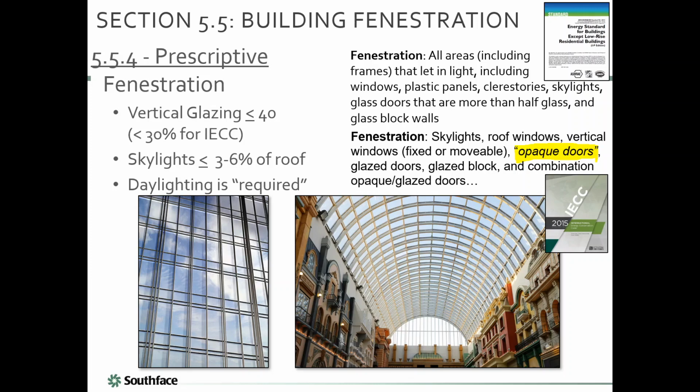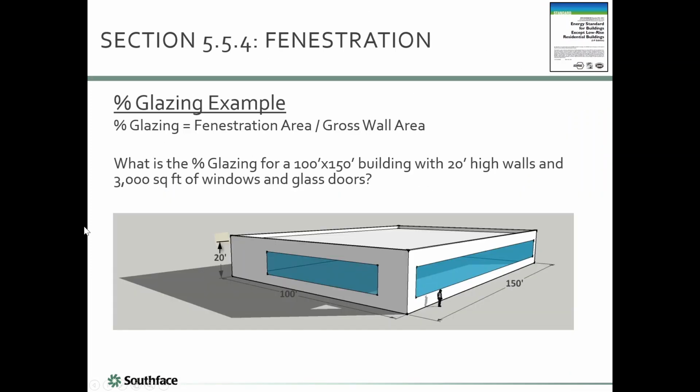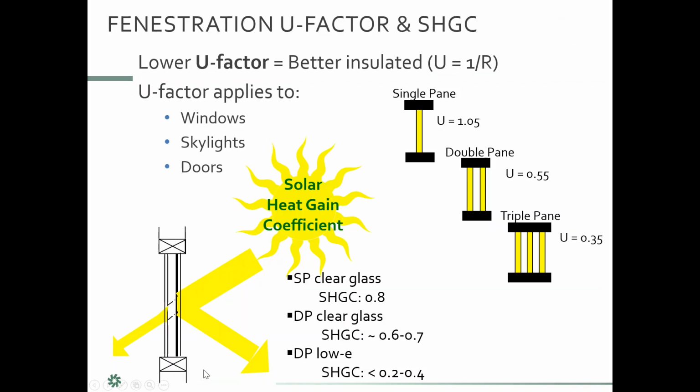Here's an example. This building has 10,000 square feet of walls and 3,000 square feet of windows and glass doors, so that would be 30%. So you could use either code to show compliance, and you're still prescriptive. And again, if you need 42% glazing, you could potentially still get there using ComCheck.